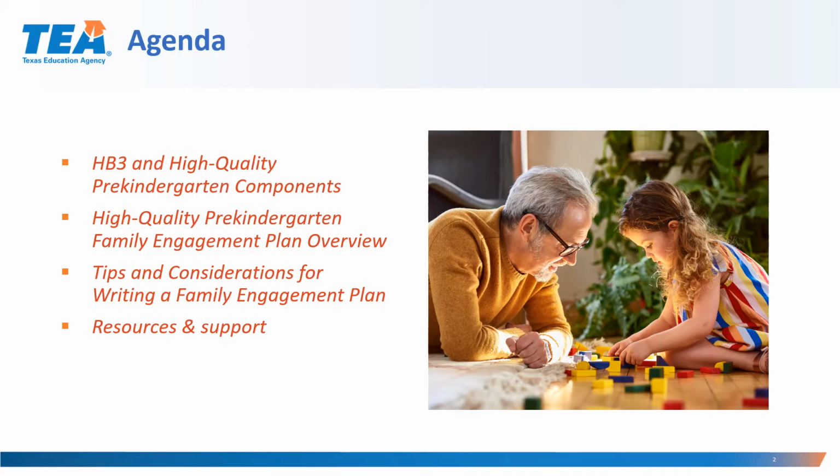Our agenda today is here. First, we will take a look at House Bill 3 and the high-quality pre-K components as an overview, kind of looking at those components as a whole. And then we'll move into specifically the high-quality pre-kindergarten family engagement plan overview, and then we'll share just a few tips and things to keep in mind while developing and writing a family engagement plan. And then we will share some resources and supports that are available through the Early Childhood Education Division for LEAs to use as you move forward with creating your plan.